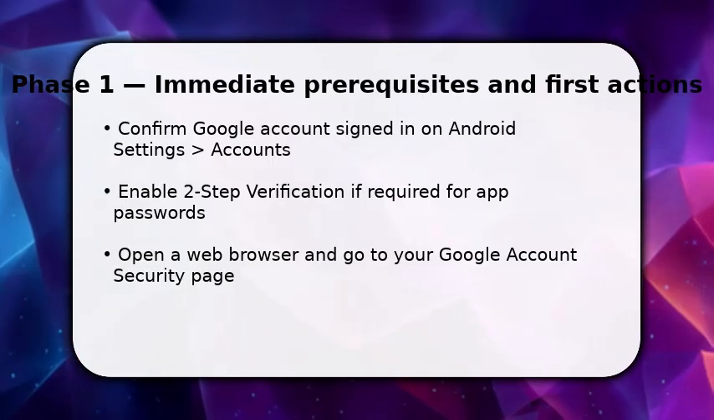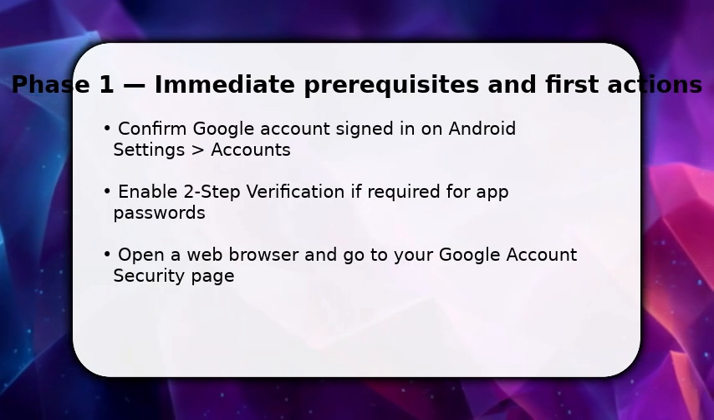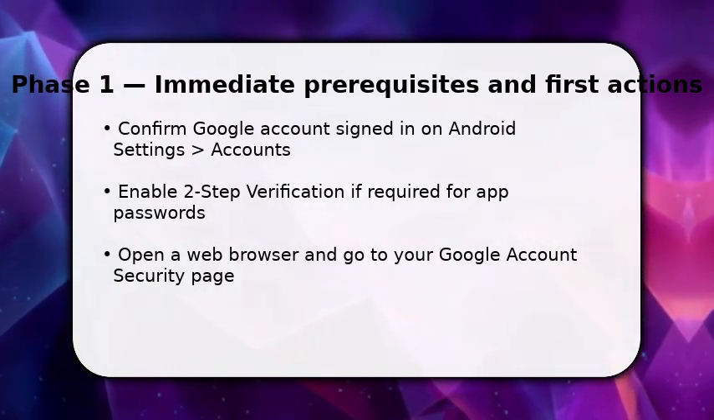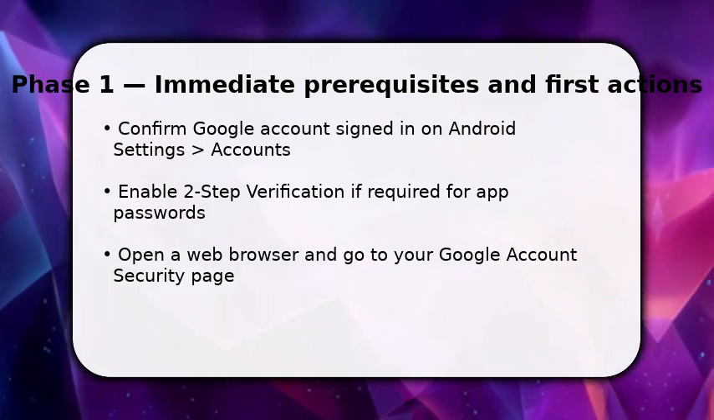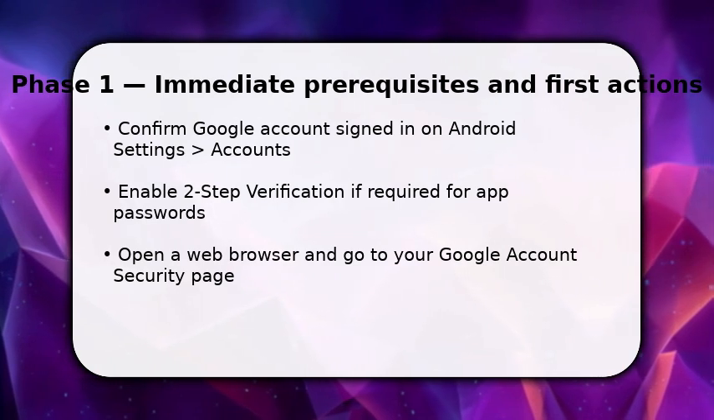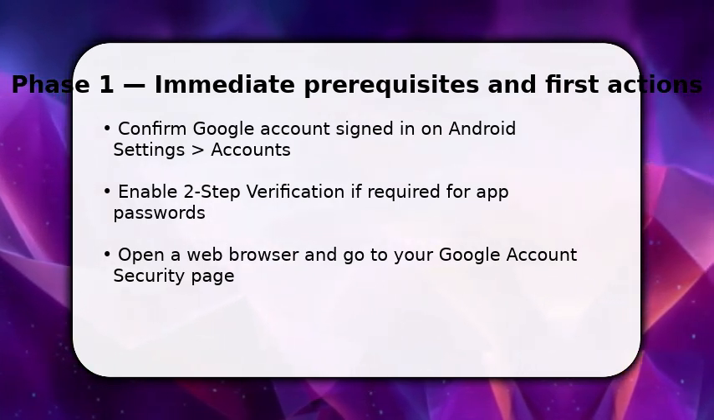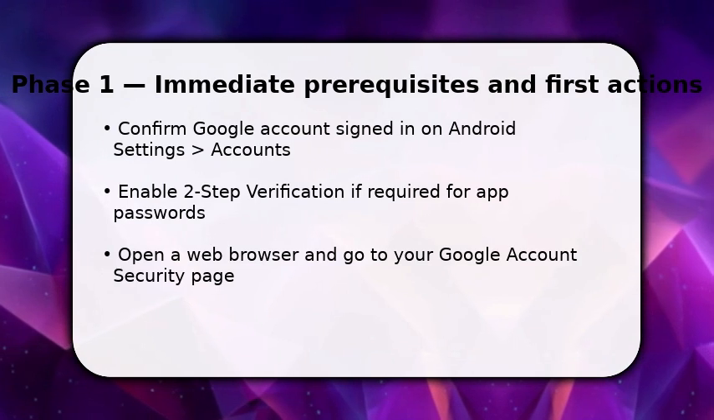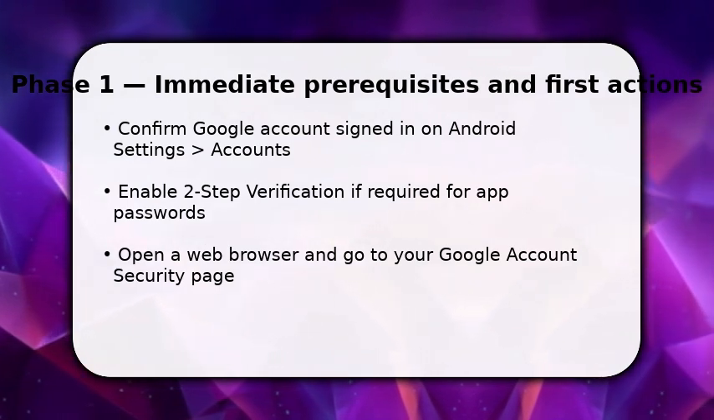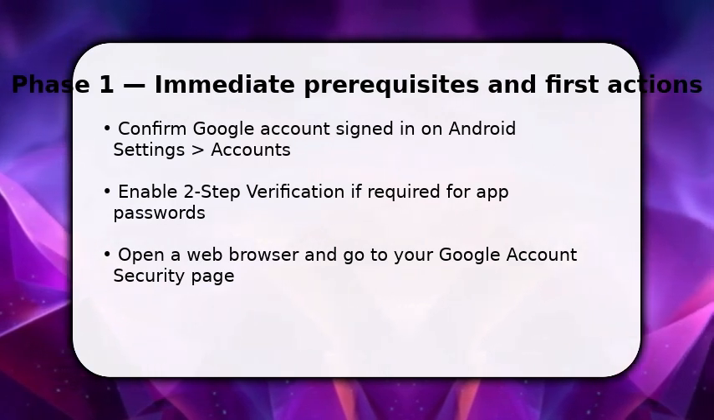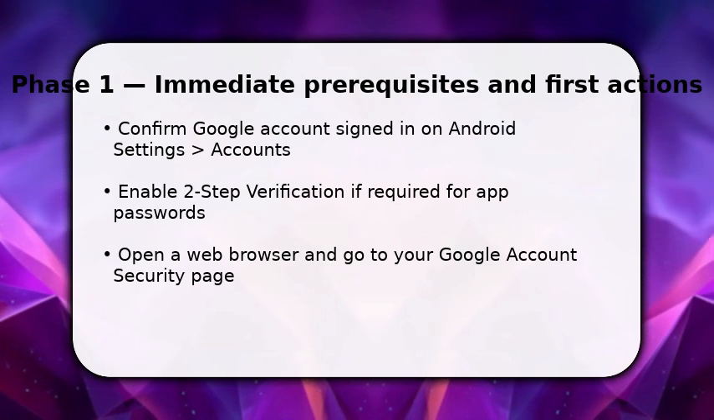You begin by confirming your Google account is active on the device. This prevents mismatches later. Once done, make sure two-step verification is turned on. App passwords require it. Next, open a browser on Android and sign into your Google account, then navigate to Security. These initial steps align your device, authentication, and browser session so you can create an app password without interruptions. Follow them now before moving to the creation screen.